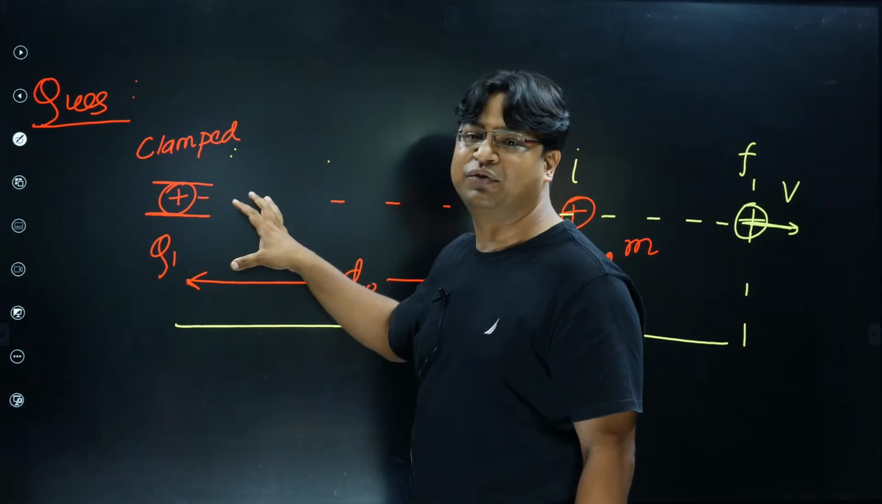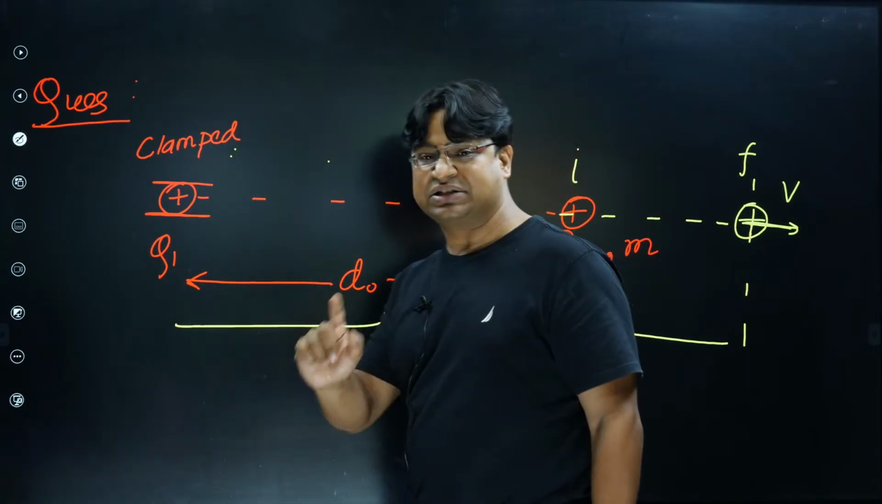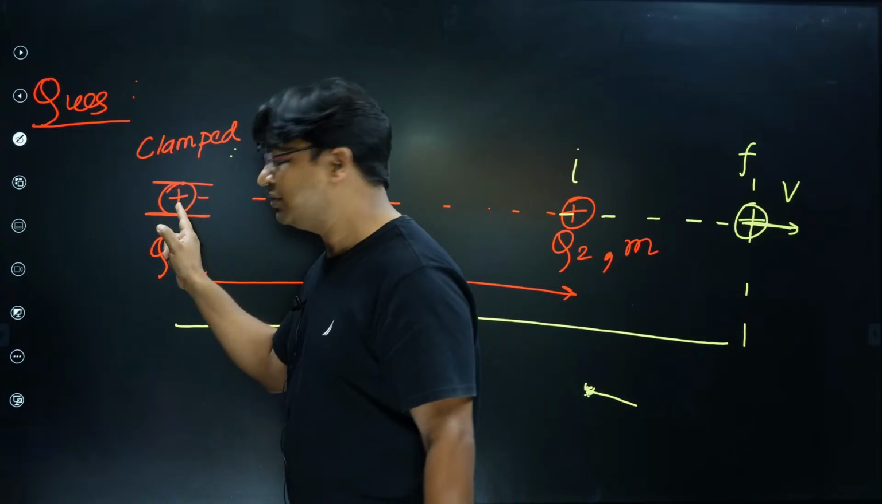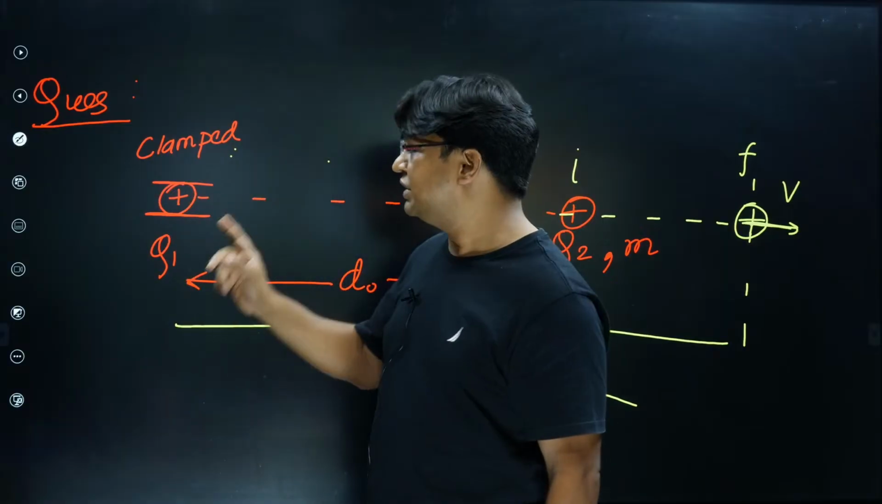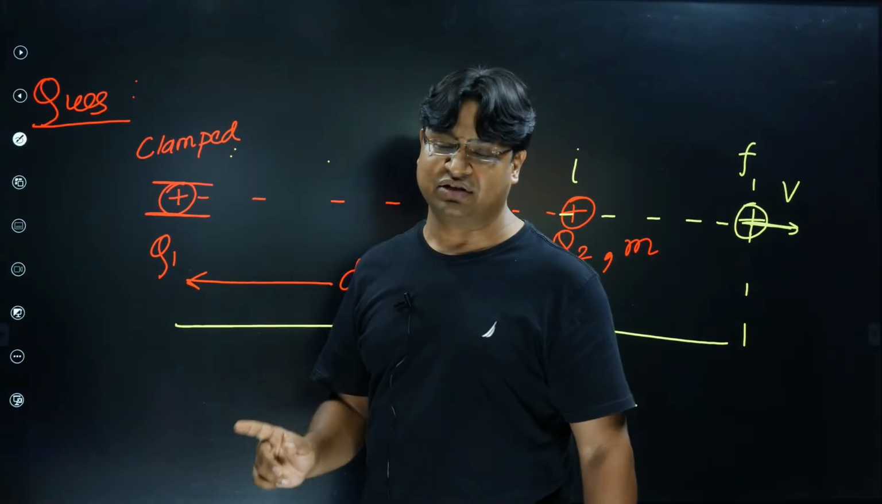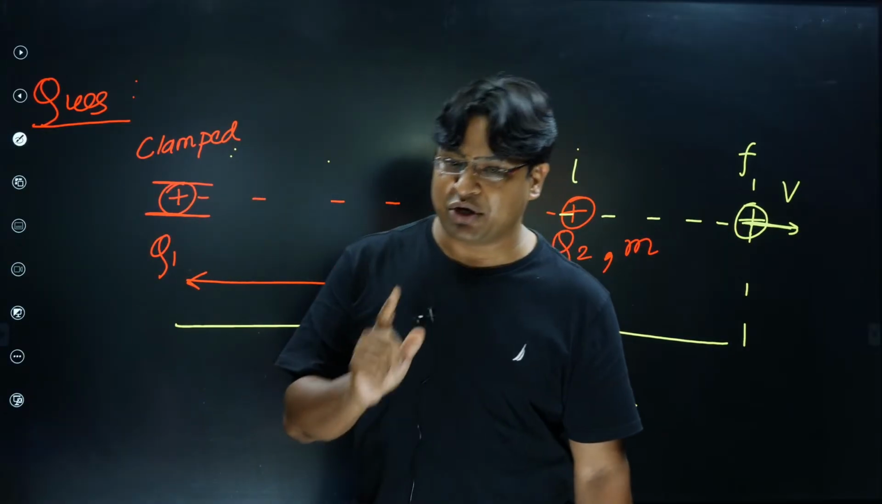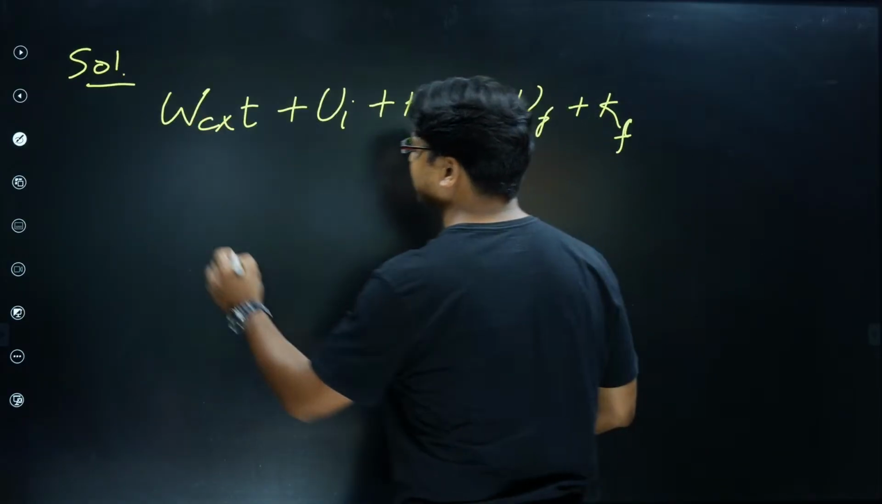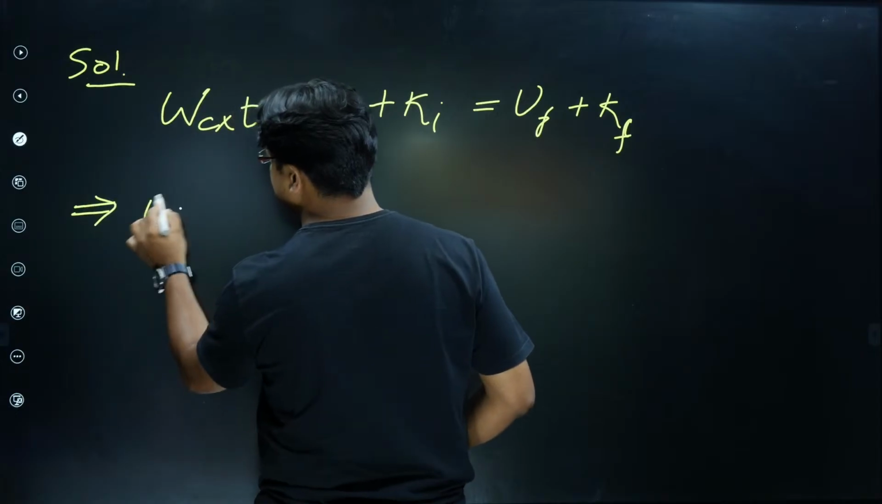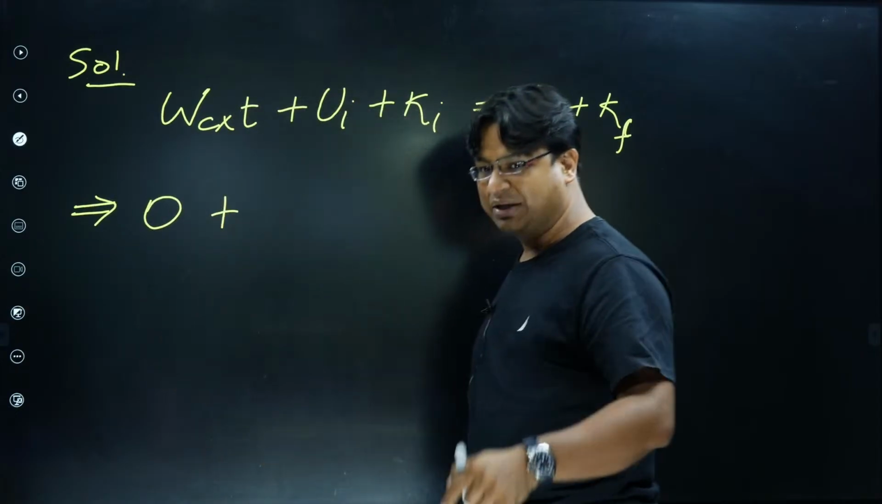Now this external force, is it doing any work? The answer is no, because this force is acting on the particle and this particle is not moving at all. So although there is external force, it is not doing any work because the displacement of the point of application of force is zero. Okay, so let's come back. Work done by external force is zero. Force is there, but the work done by the force is zero.